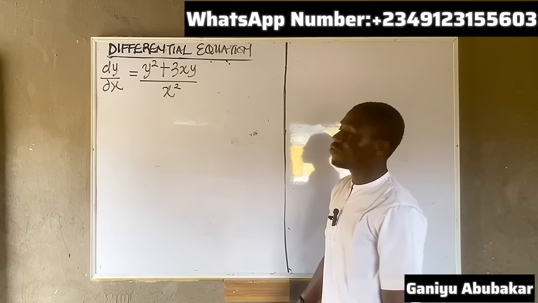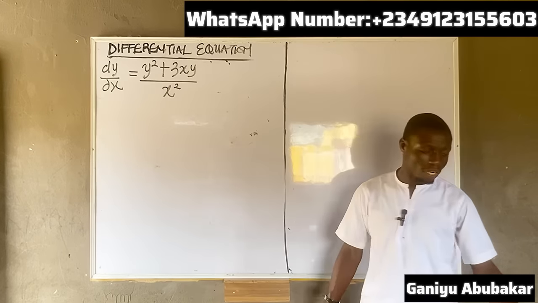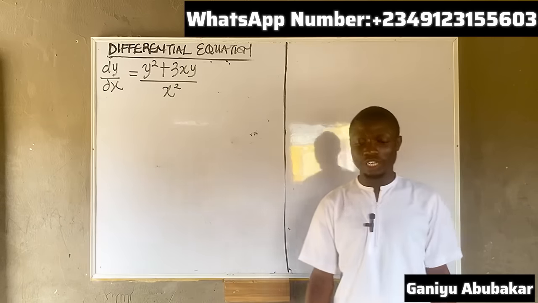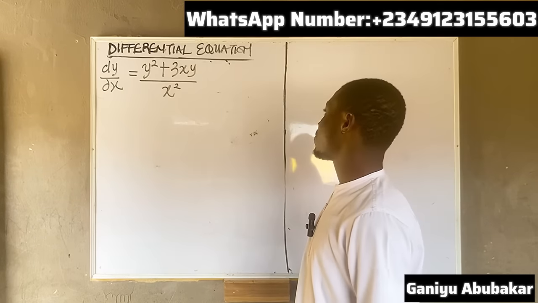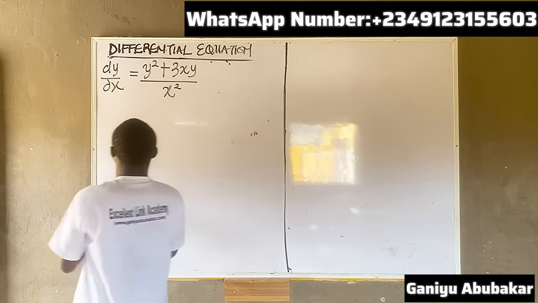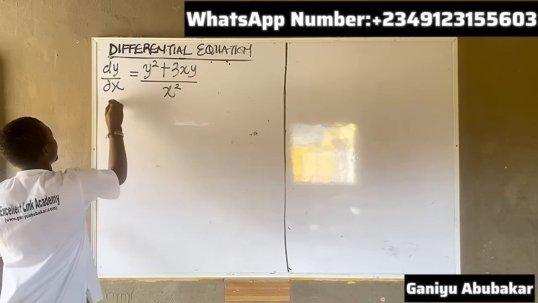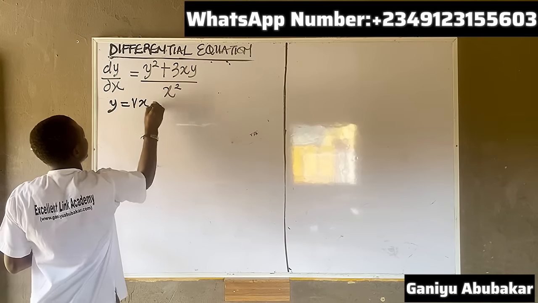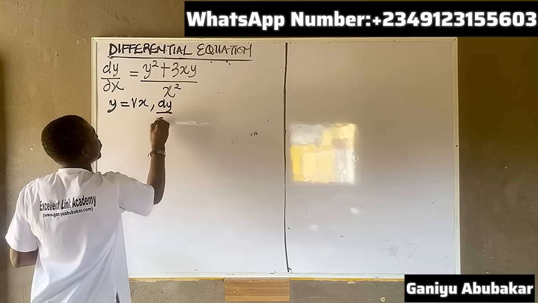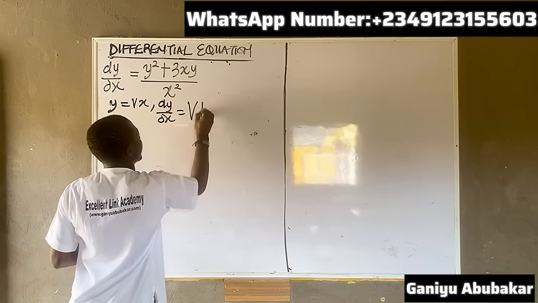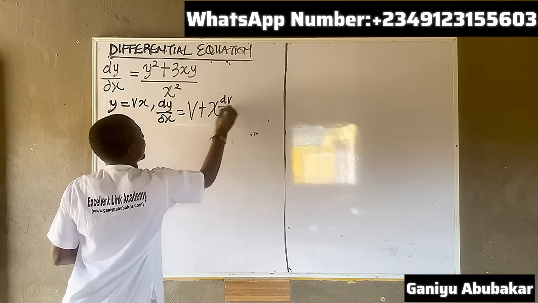Alright, let's solve this third example under the study of the third method under differential equations. So first, let y be vx. So let y be vx. So let y over x be v, and then dy/dx is v plus x dv/dx.